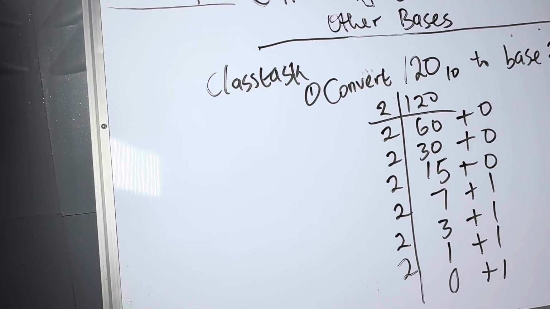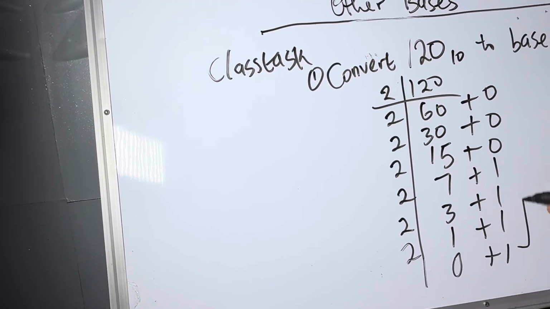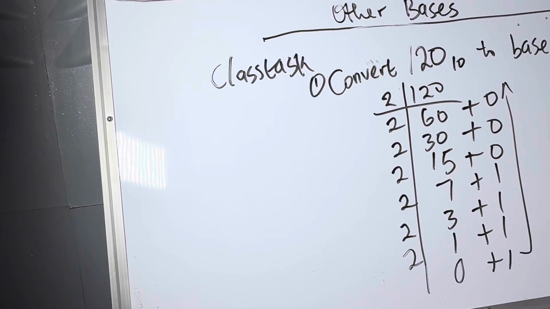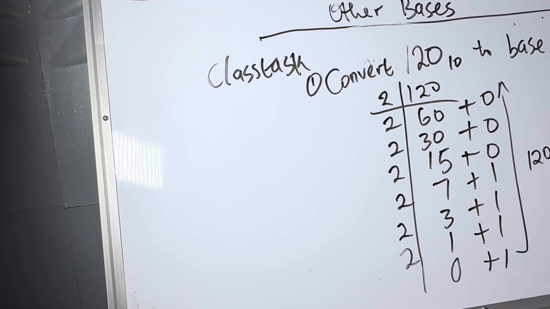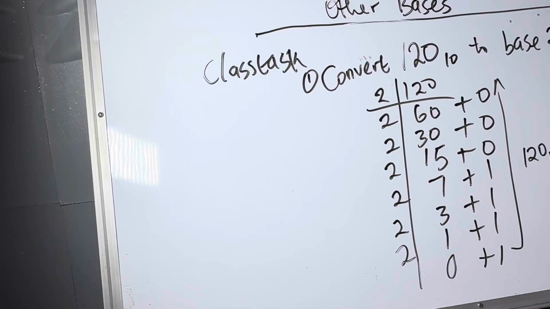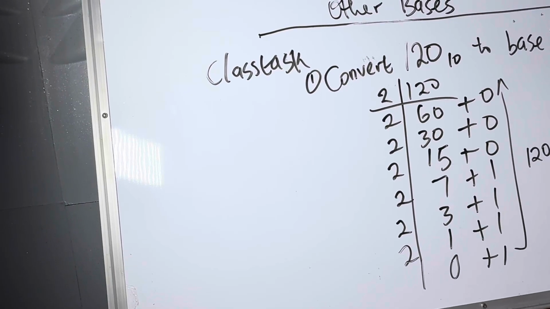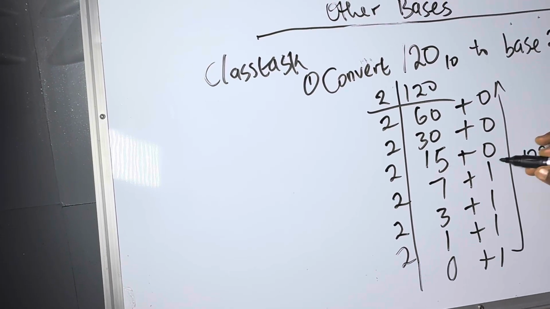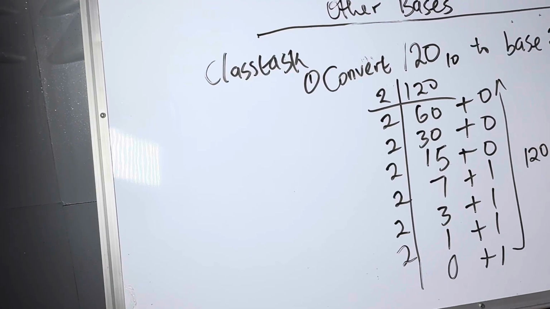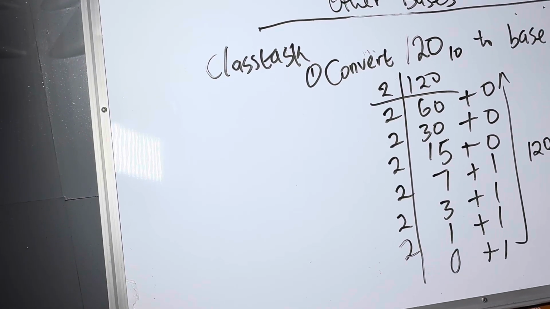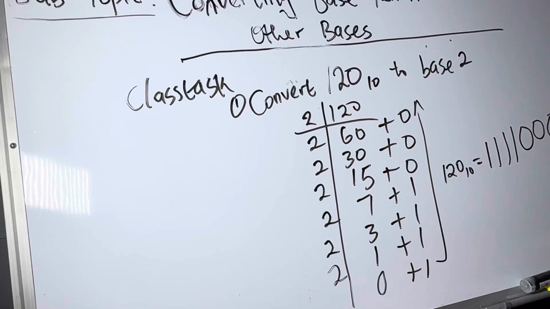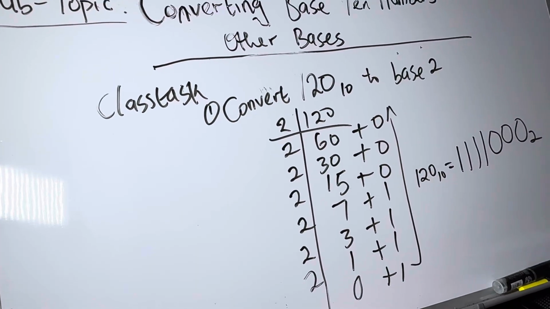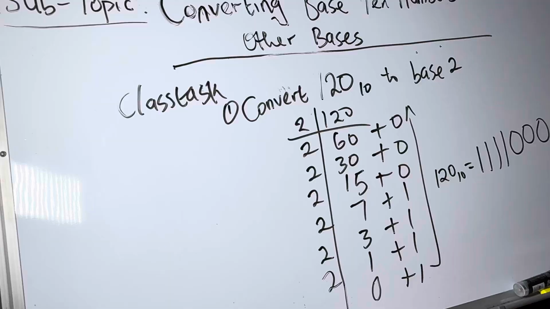So now if I'm writing the answer, I'm going to start from the down part, which means 120 in base 10 equals 1, 1, 1, 1, 0, 0, 0 in base 2. Do you understand?